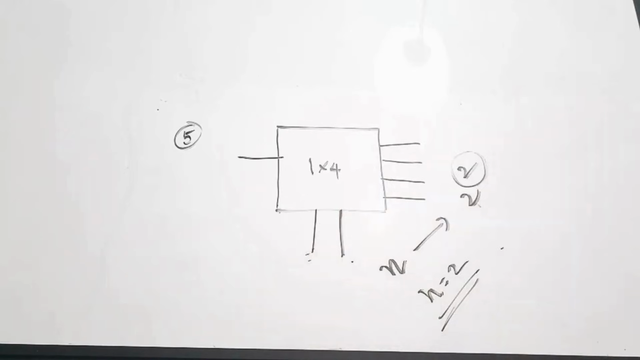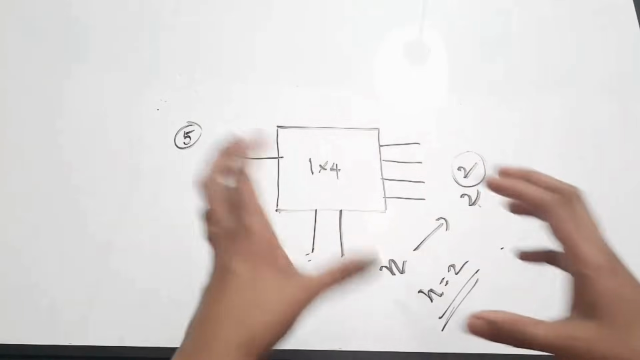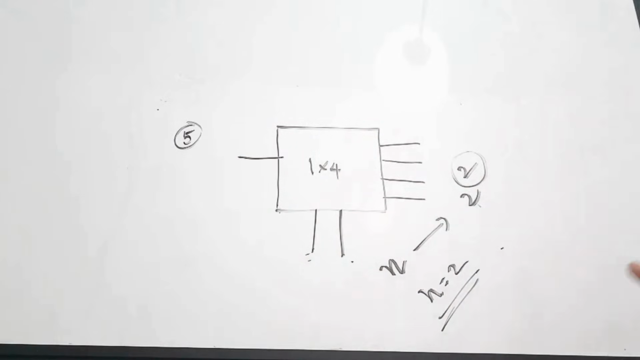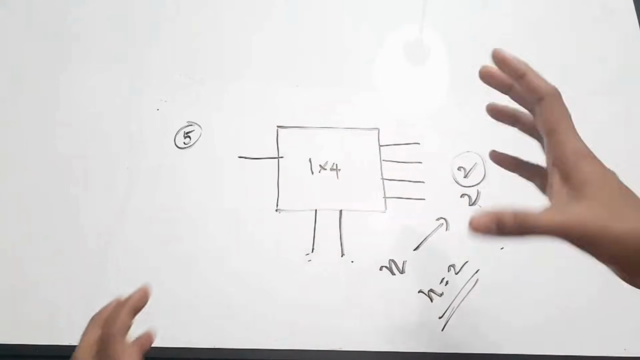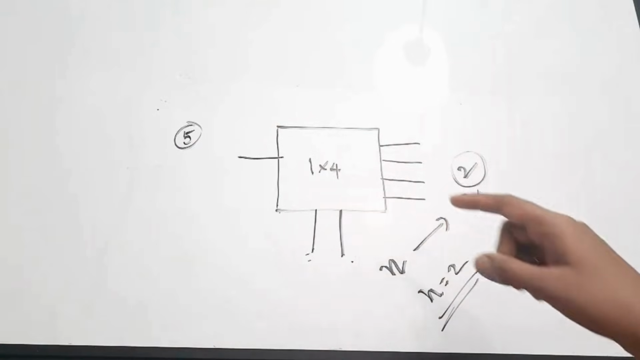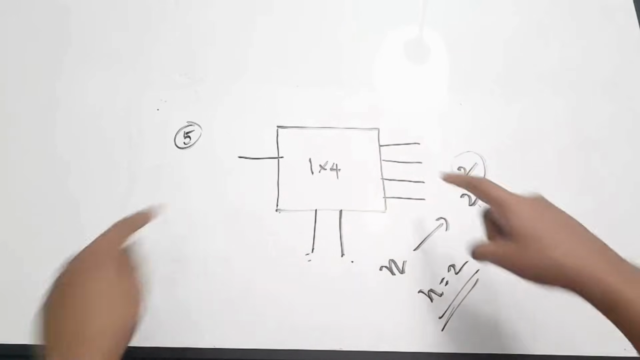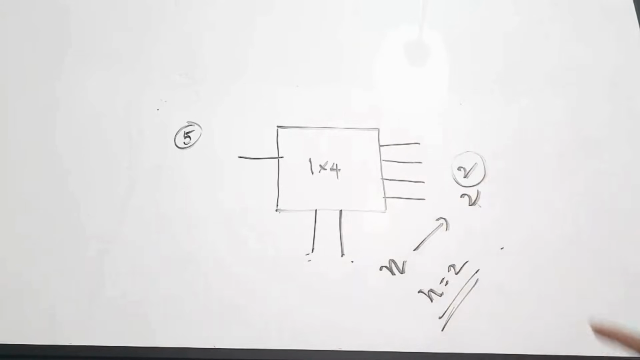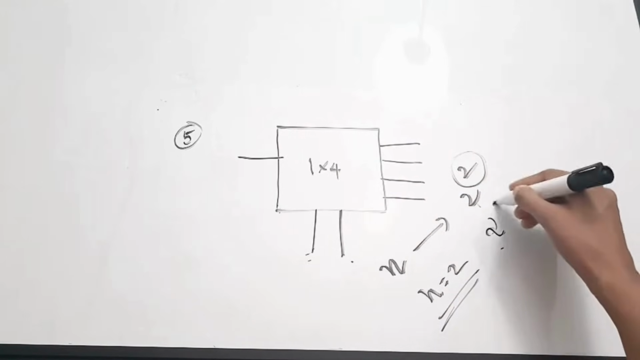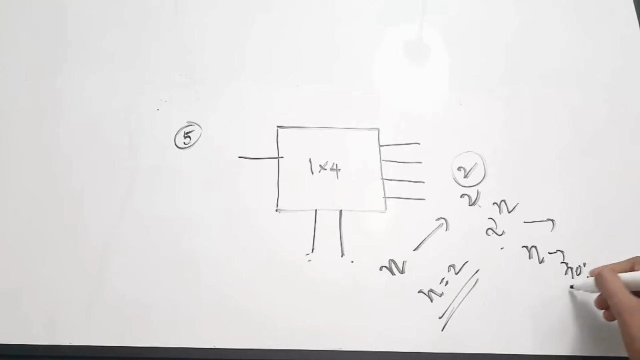I hope the concept is clear. So we are discussing a demultiplexer. A multiplexer combines, and in the case of a demultiplexer it decombines. So there will be more output lines and fewer input lines. Since it is a 1 to 4 demux, there is 1 input line and 4 output lines. Now if there are 2 raised to n output lines, then n is the number of select lines.